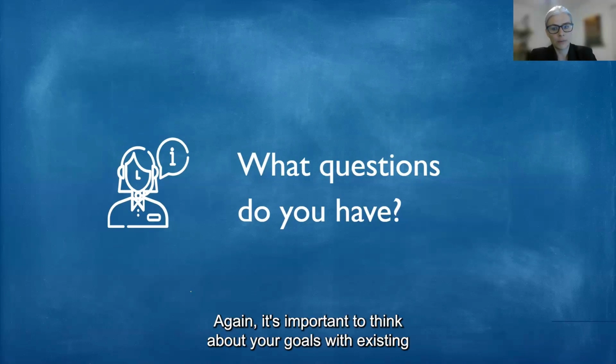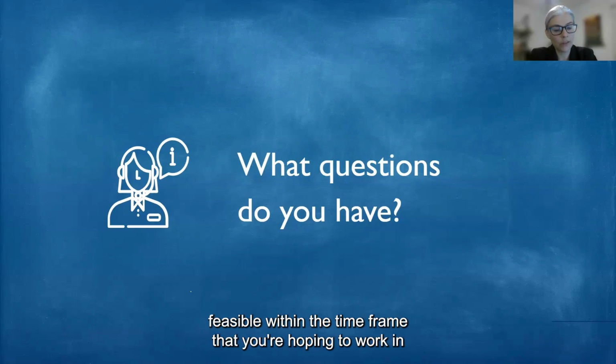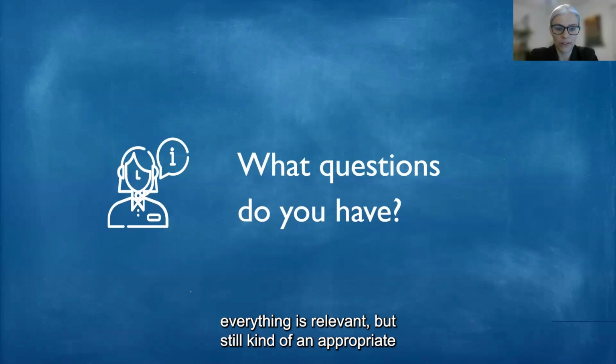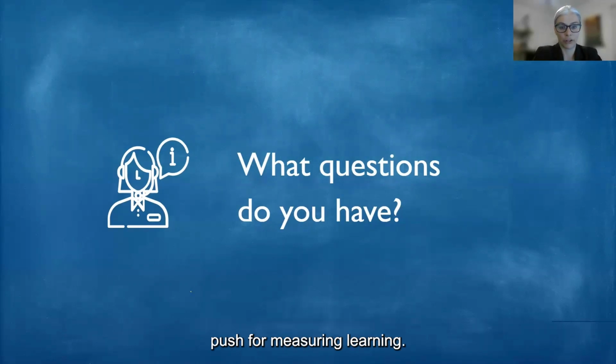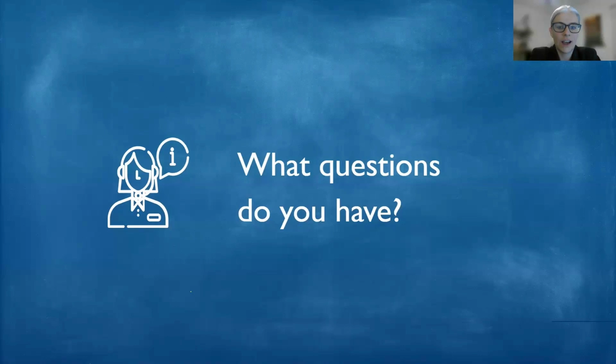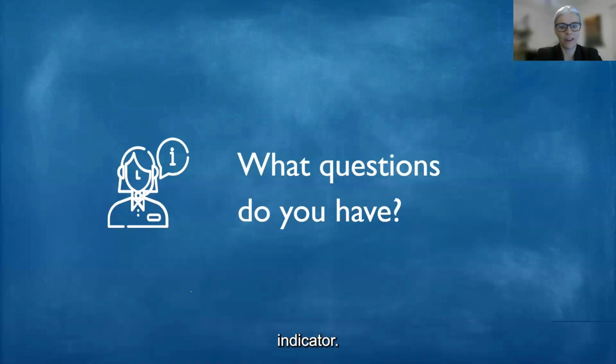Again, it's important to think about your goals with existing contextual data, thinking through how much progress seems feasible within the time frame that you're hoping to work in, and in the context that you're working in, and making sure that everything is relevant, but still an appropriate push for measuring learning. And as we've highlighted in this webinar quite often, this is a new indicator for us. So setting targets also is a new process for this particular indicator.